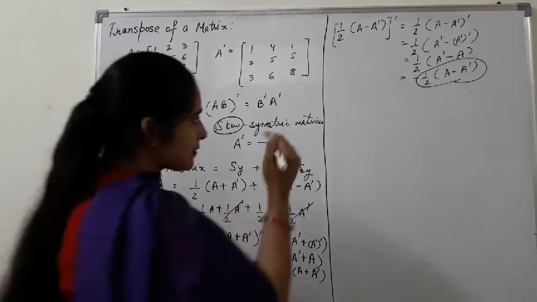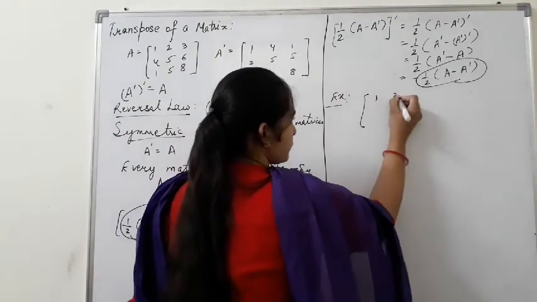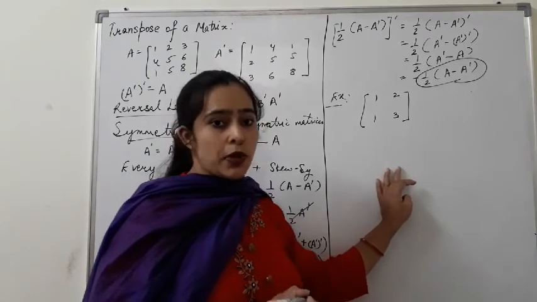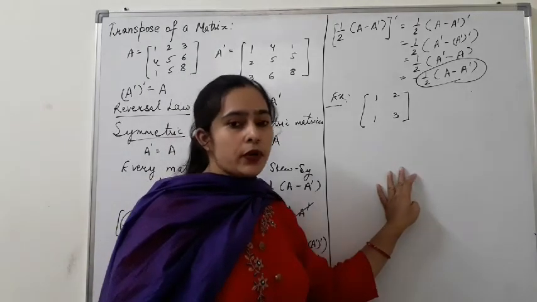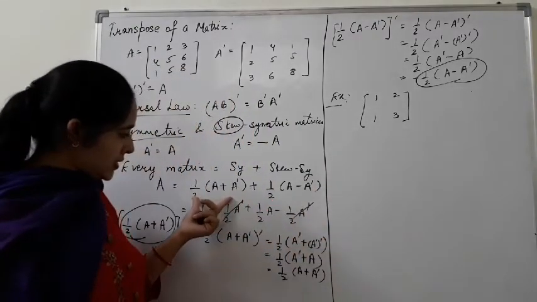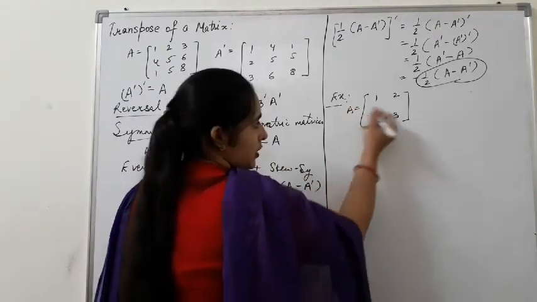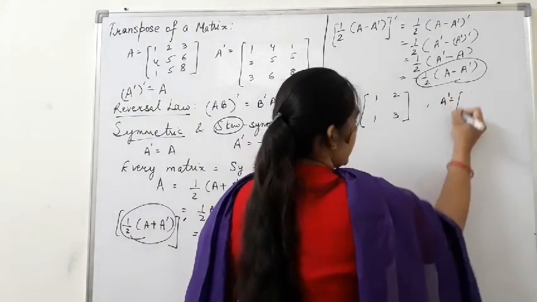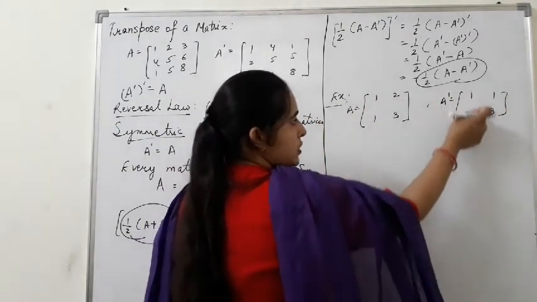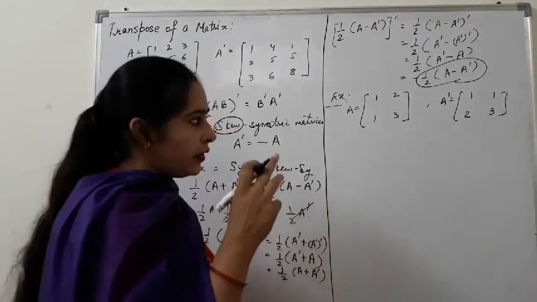Let us discuss an example. Suppose you are given a matrix like this, and you are asked to express this matrix as a sum of symmetric and skew symmetric matrix. So simply you have to find this and you have to find this. Let us write it as A. If this is A, what is A dash? A dash is this. First row is first column, second row is second column here. So this is the transpose of the given matrix.